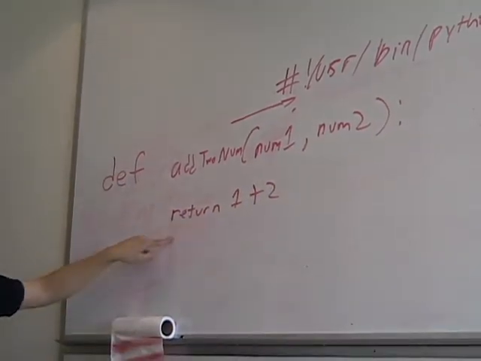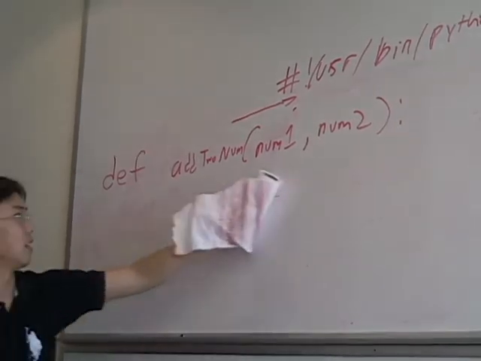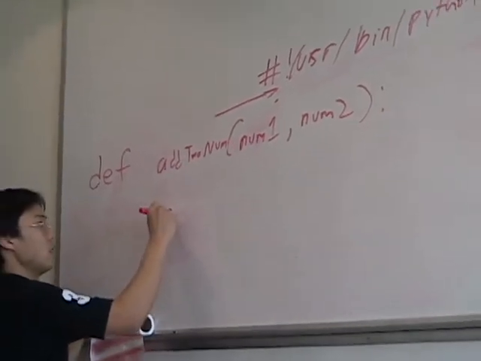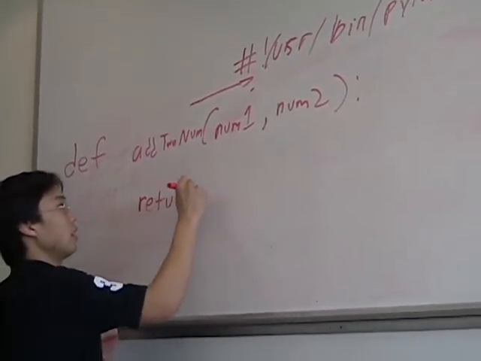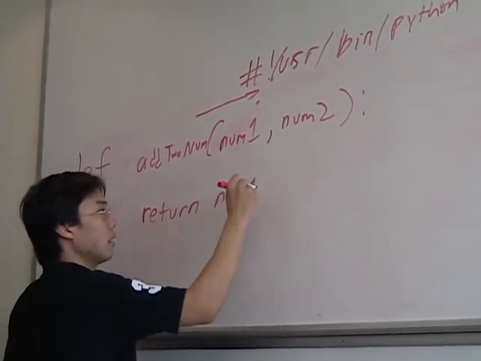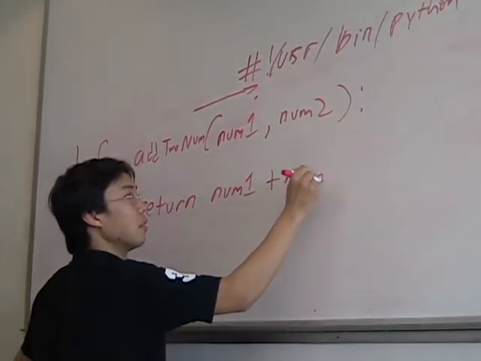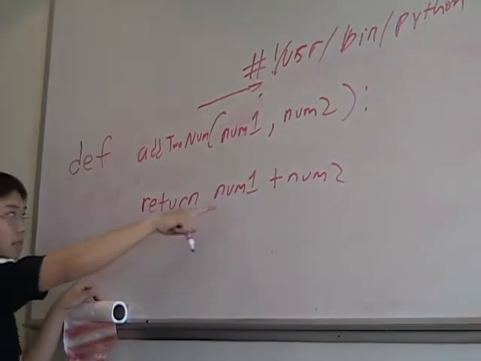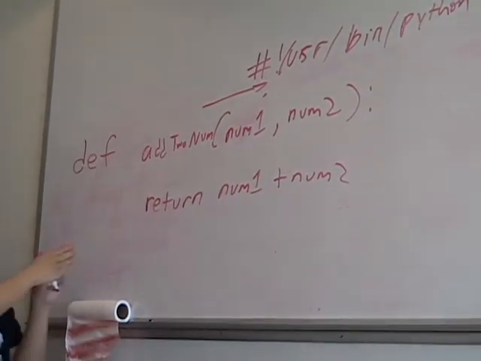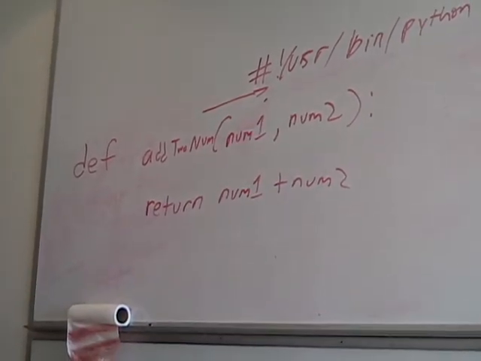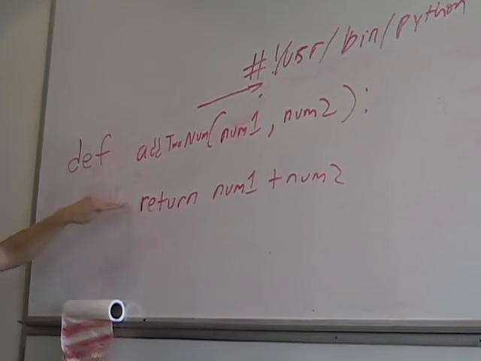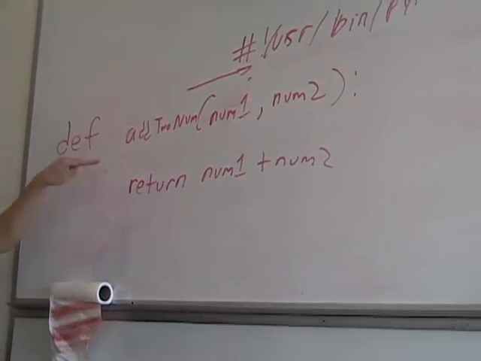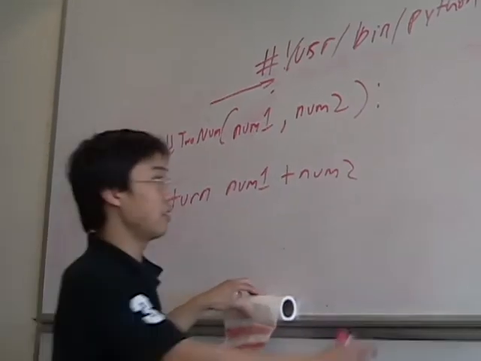So what's the point of this return? If I do this, return num1 plus num2, we know that num1 and num2 are going to be added together. So we'll get the sum of num1 and num2. But what the heck is this return for? Well, here's the thing.